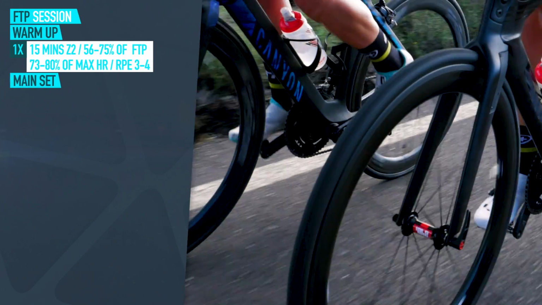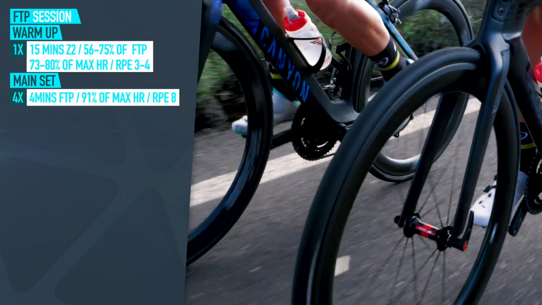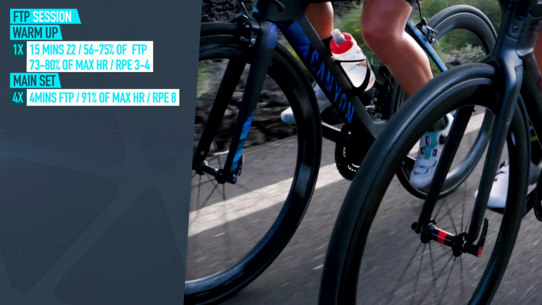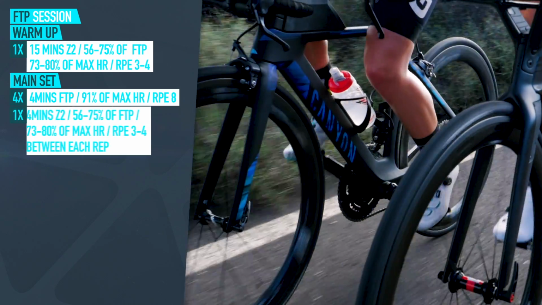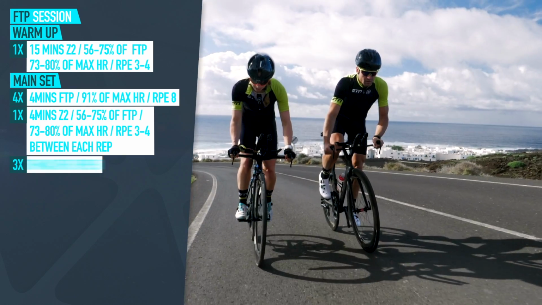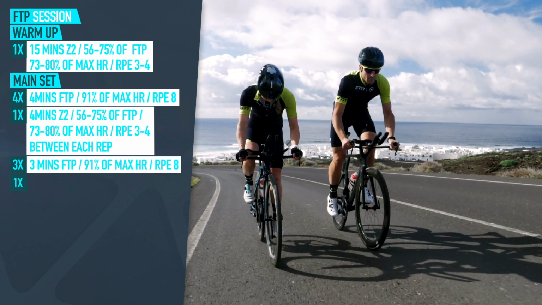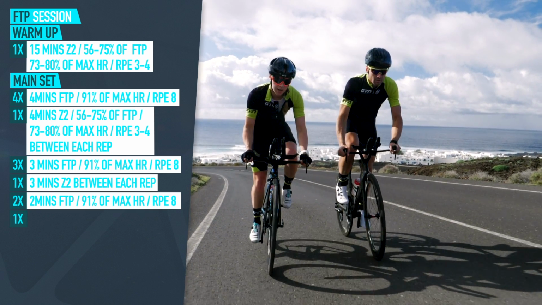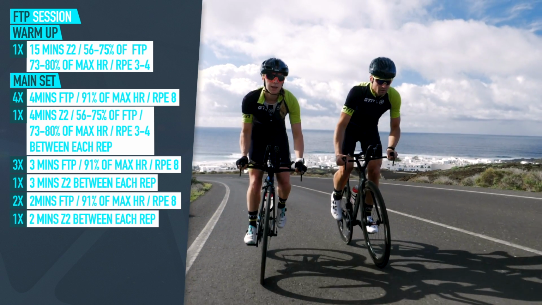Then into a main set of 4 lots of 4 minutes at FTP, which is 91% of your maximum heart rate, an RPE of 8 out of 10, and then into 4 minutes at zone 2 between each rep. Then into 3 lots of 3 minutes at FTP with 3 minutes zone 2 between each rep, and then 2 lots of 2 minutes at FTP with 2 minutes zone 2 between each rep, and then finishing with 1 minute at FTP.